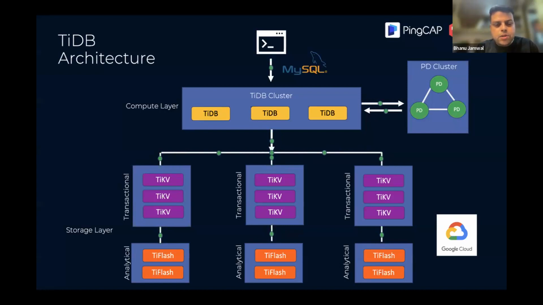In addition, there is also another copy which is created on TiFlash, which we call an analytical layer. The data here is stored in a columnar format, which most of the big data platforms or the data warehousing databases would store into. So we store the data in a columnar format, and for any analytical queries, we fetch the data from TiFlash. And I'm going to talk about this a little bit more later.